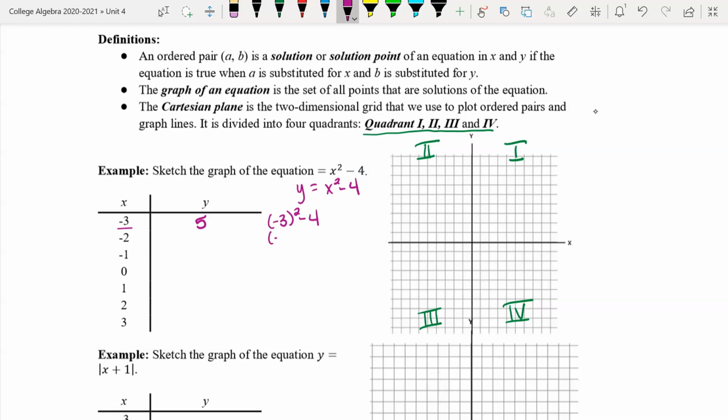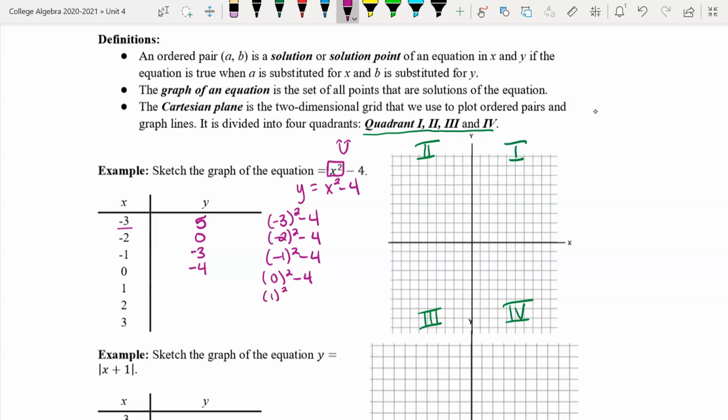And you just keep going down the line, like negative 2 squared minus 4 would be 4 minus 4, which would be 0. Negative 1 squared minus 4 would be 1 minus 4, which is negative 3. 0 squared minus 4 would be negative 4. And as you notice, this is a parabola. X squared, and we'll get into parent graphs eventually, is a parabola. So eventually your y is going to start repeating.